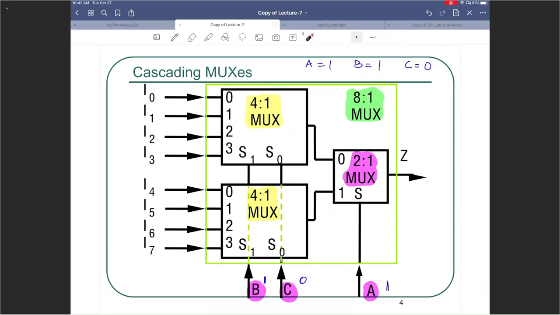Now, if you see this, B is connected to the most significant select for both the 4:1 muxes, and C is connected to the least significant select for both the muxes. So the question is, what is going to be selected from the top mux and what is going to be selected from the bottom mux? B is 1 and C is 0. So you're essentially assigning 1 here and a 0 there, and a 1 there and a 0 there. Out of these four, which one will go through? 0, 0, 0, 1, 1, 0, 1, 1. We have this situation here: 1, 0. So I2 is going to go through, and it is available there.